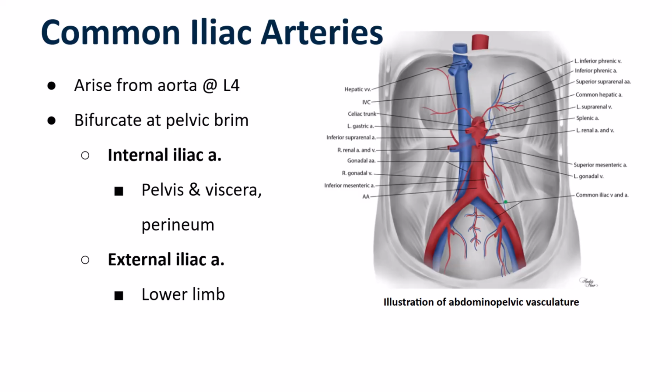One little bit of information to add here. At this bifurcation of the common iliac arteries into the internal and external iliac arteries, we can reliably find the ureters crossing from the abdomen into the pelvic cavity.